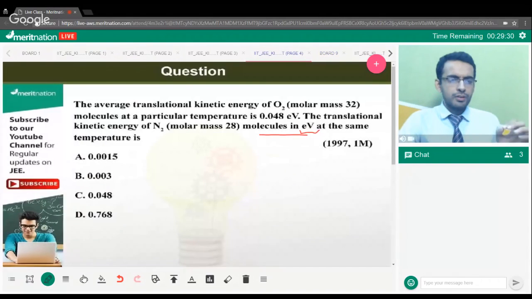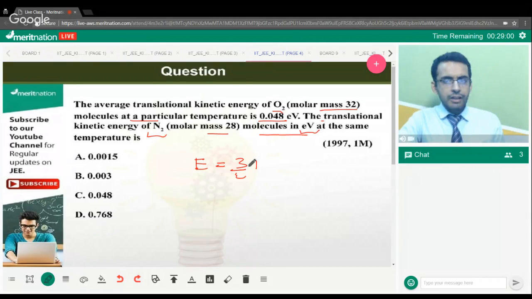Now read the question. You will get the answer in a fraction of seconds. The average translational kinetic energy of oxygen at a particular temperature is 0.048 eV; find the translational kinetic energy of N2 molecules. So that's clear to all of you now. E is equal to 3 by 2 kBT. Same temperature, kB is also same, so the answer is C, as most of you have told.